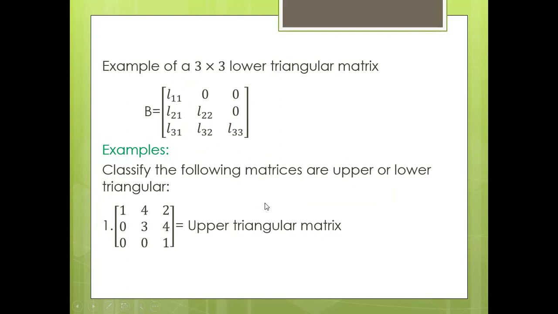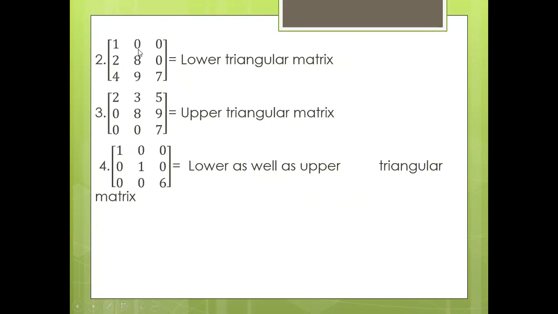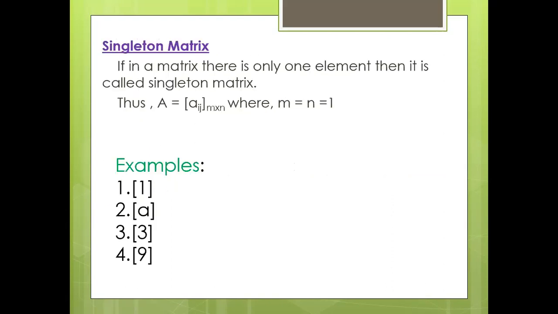Classify the following matrices as upper or lower triangular. This is lower part 0, so it is an upper triangular matrix. This is upper part 0, so a lower triangular matrix. Here the lower part is 0, therefore this is an upper triangular matrix. Here only diagonal elements are present, so it is both lower as well as upper triangular matrix.